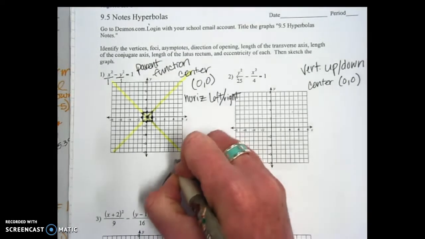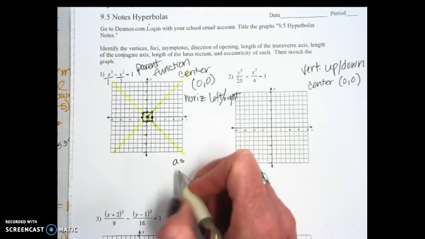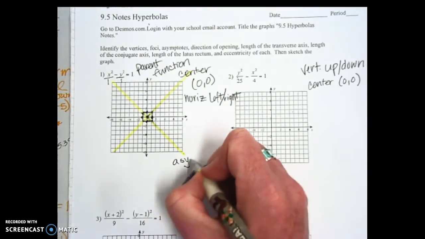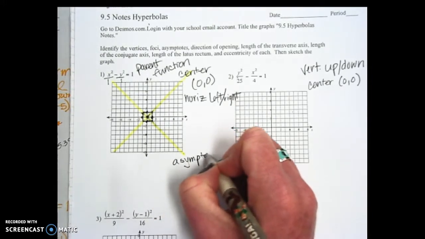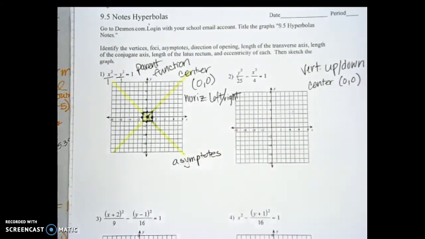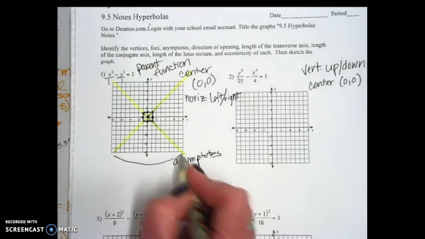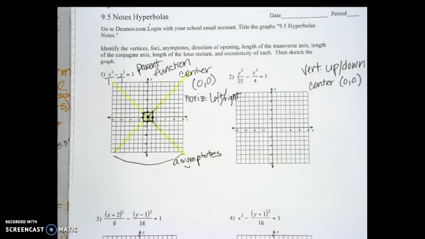And it's spelled kind of funny. A-S-Y-M-P-T-O-T-E-S, asymptotes. And you've got 2 of them. Okay, that's your guide.